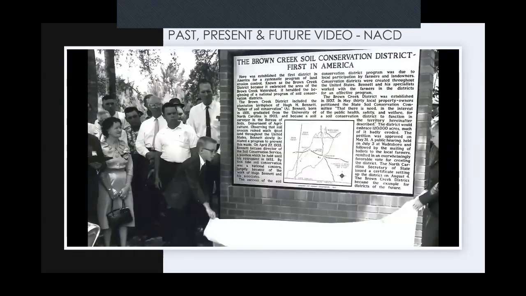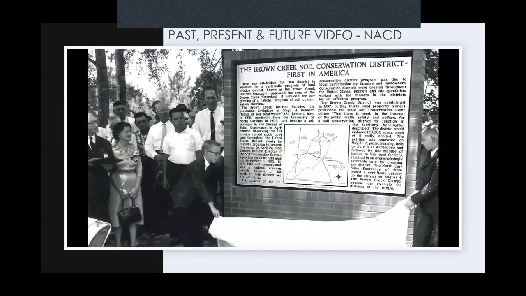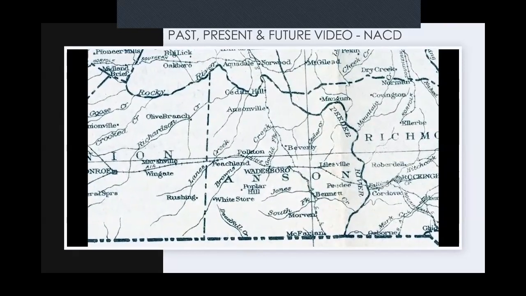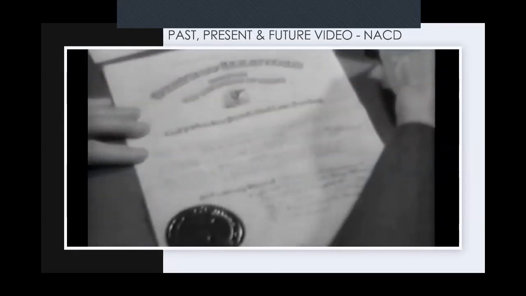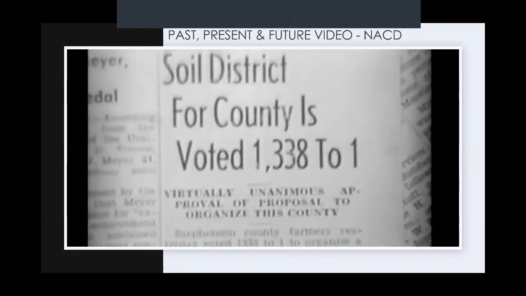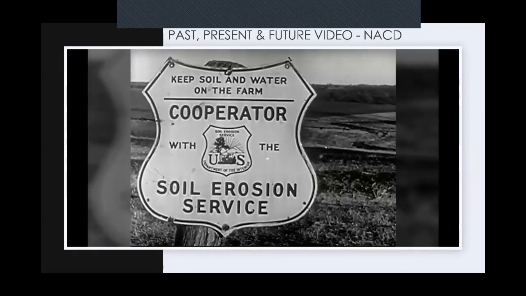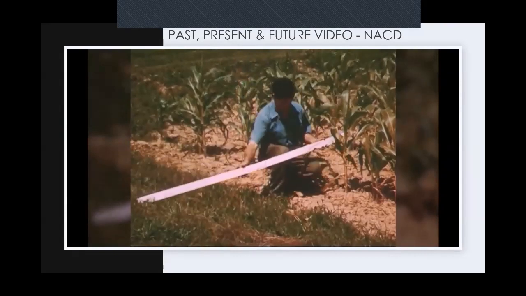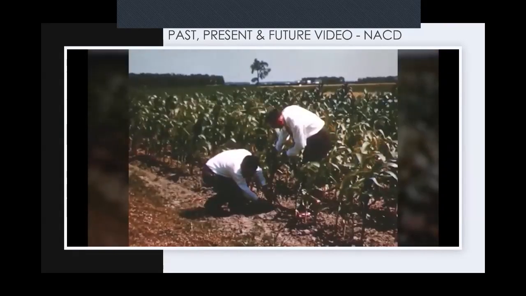The first district in the nation, Brown Creek Soil Conservation District, was chartered in North Carolina on August 4, 1937. By July 1, 1945, all 48 states had passed district enabling acts. Conservation districts grew stronger during the 1940s, educating communities about the need for erosion control and practical measures to combat it.